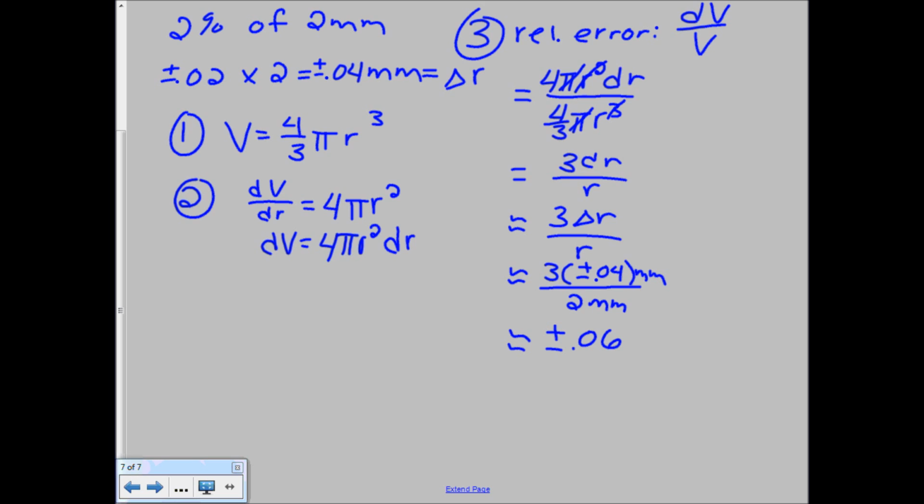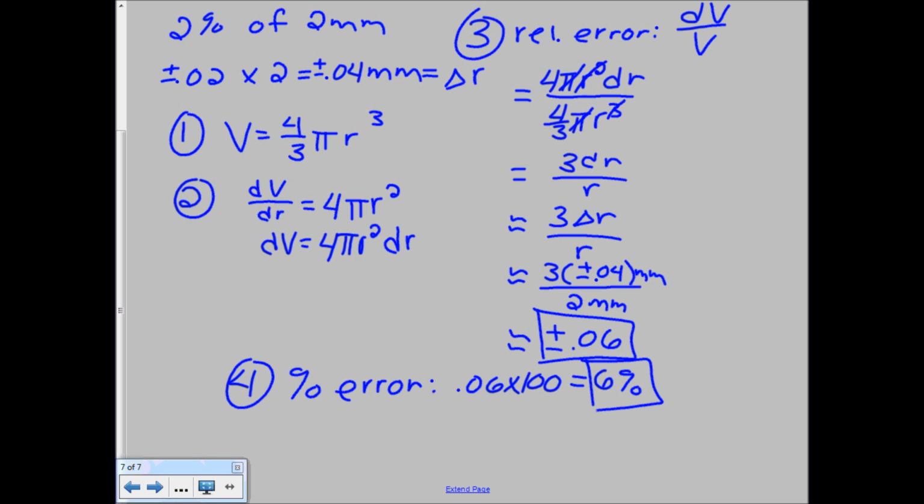And now all we have to do is find our percent error. We take this 0.06 and multiply it by 100, which is just 6%. And we can drop the plus and minus sign then because percentages are always positive. So this plus and minus 0.06 is your relative error, and the 6% is your percent error.